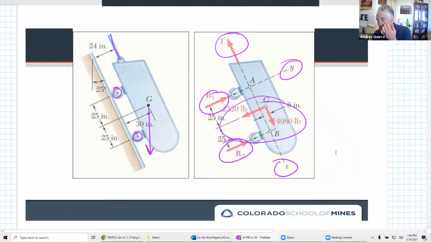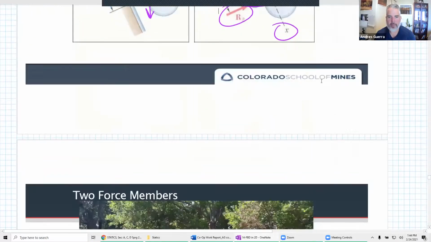And then I see a great question here. For hand-drawn FBD, should we try to make the object look like the real thing? Yeah, you can just generalize it as a shape. Absolutely. Don't feel like you have to, you can make this just look like a box there.